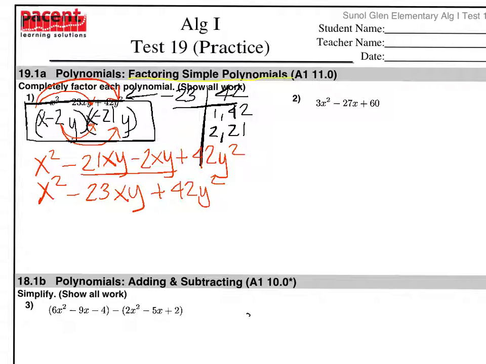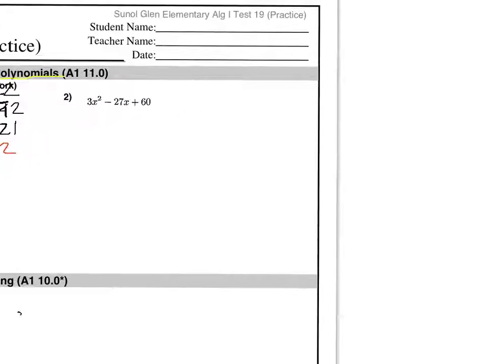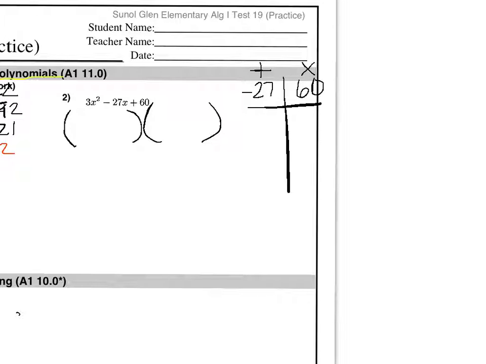Okay, now let's move over to problem number 2. I'm going to give us a little more space to work. And I'm going to say that we need to start with our binomials. We know that this is going to be two binomials times each other. I know I'm going to need a chart that shows me that I'm multiplying to make a positive 60 and I'm adding to make a negative 27.